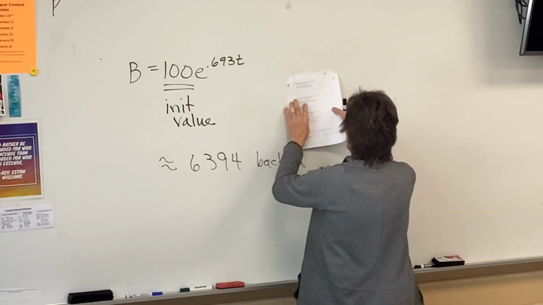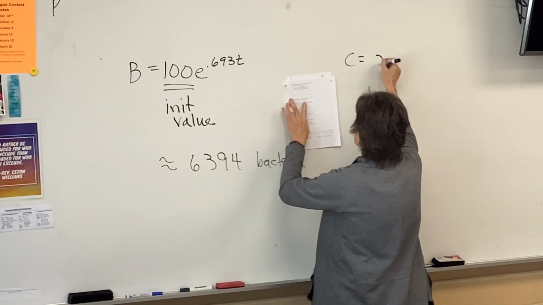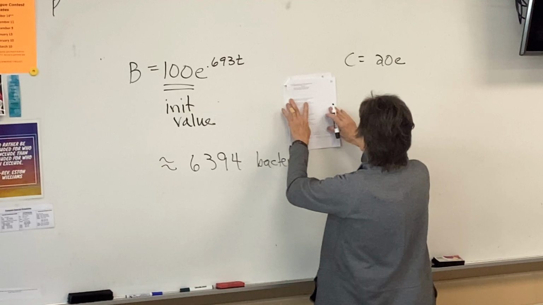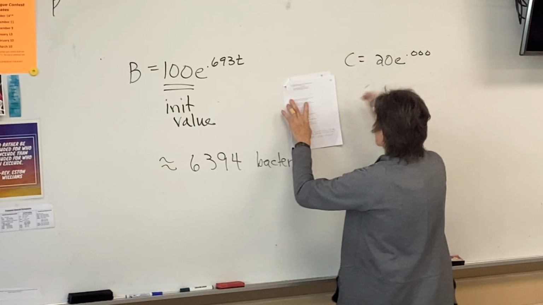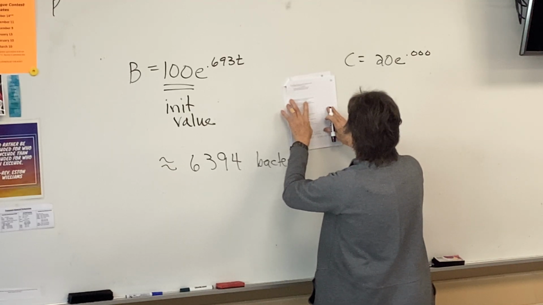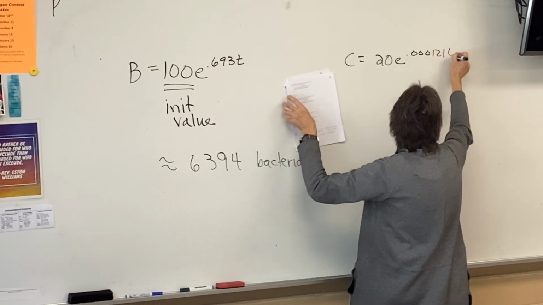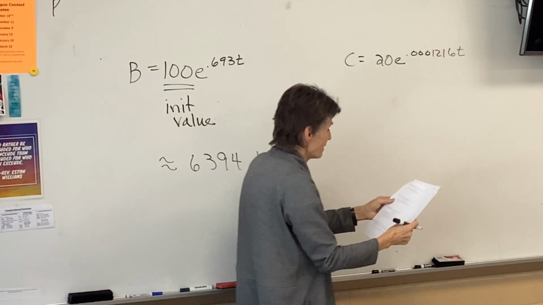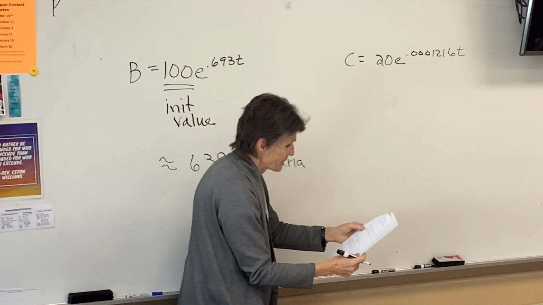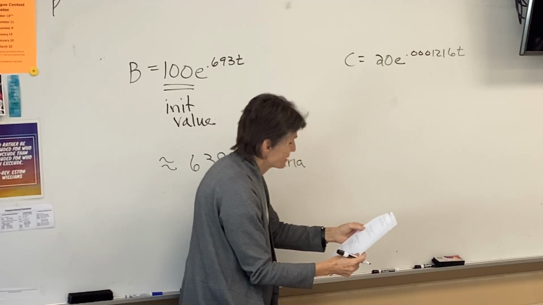I'm really gonna need your help on this one. C equals 20 e to the negative 0.000121 6. Guys, I have really old eyes, I'm having a hard time. Is that 3 zeros, 12116? Yes.